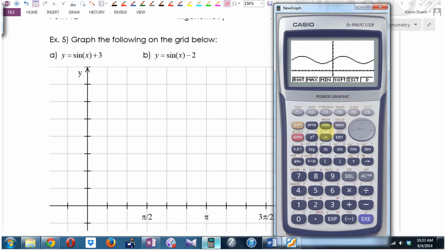Hey, you know what? I can cheat. Max. How high is a max? Looks like a maximum is 4 high. And a minimum is 2 high. What's the highest my graph is, Sean? What did we say? 4. What's the lowest? 2. What's halfway between 4 and 2? What's my midline?